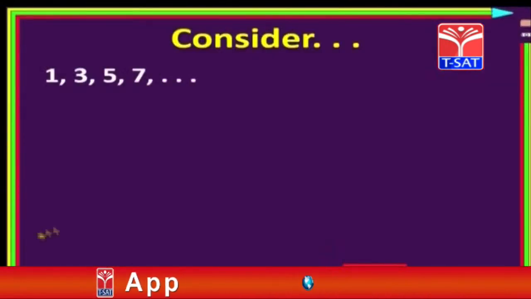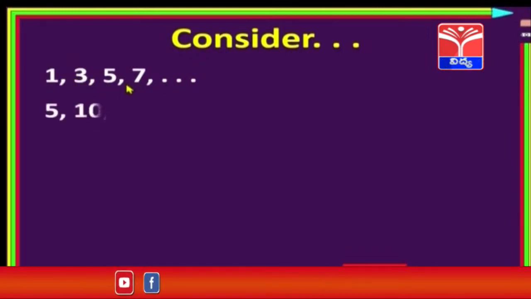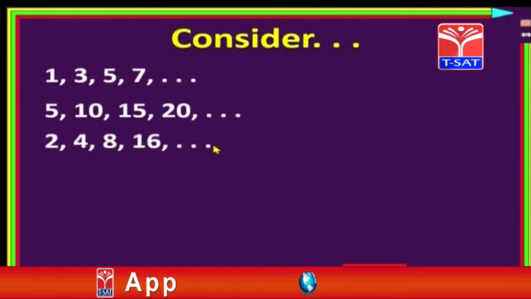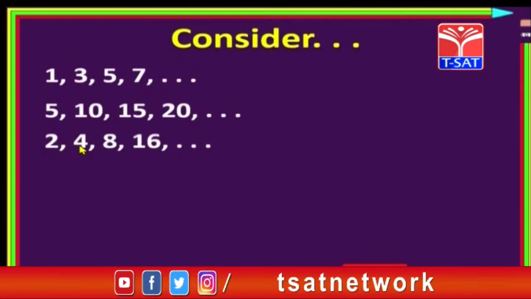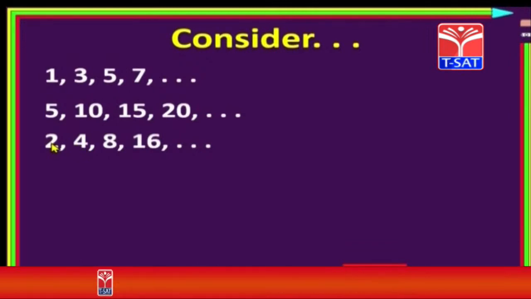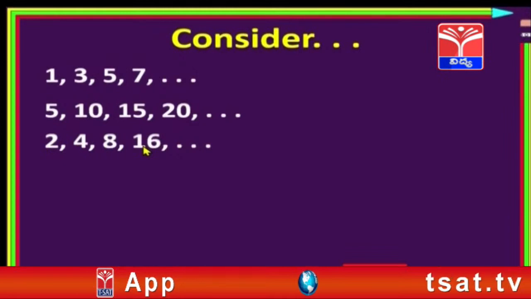Consider 1, 3, 5, 7. What are these? These are odd numbers. And next 5, 10, 15, 20, and so on. These are multiples of 5. Next, the third one, 2, 4, 8, 16, and so on. What are these? These are powers of 2. 2 power 1 is 2, 2 square is 4, 2 cube is 8, 2 power 4 is 16. Each term is obtained by multiplying the preceding term by 2. If we multiply 2 with 2, we get 4, 4 into 2 is 8, 8 into 2 is 16.